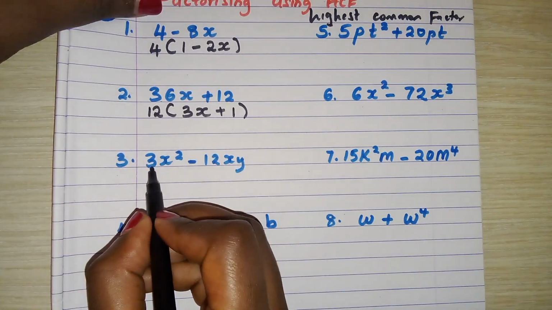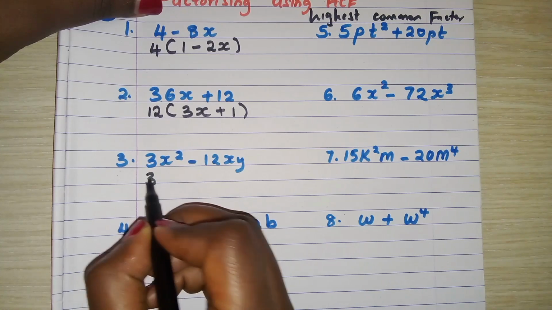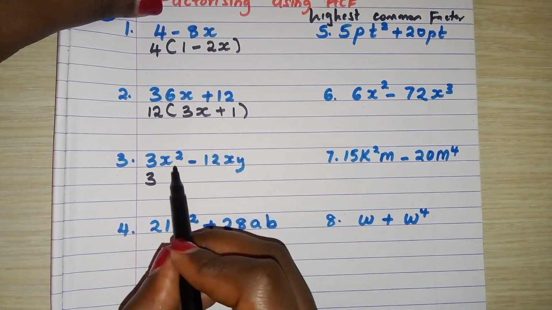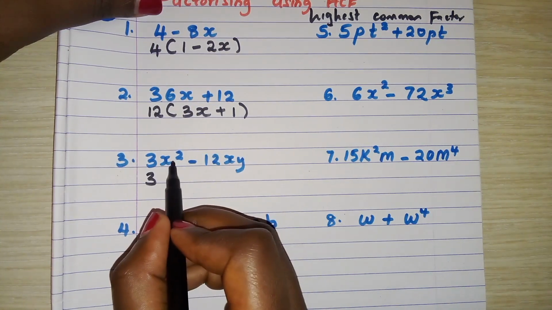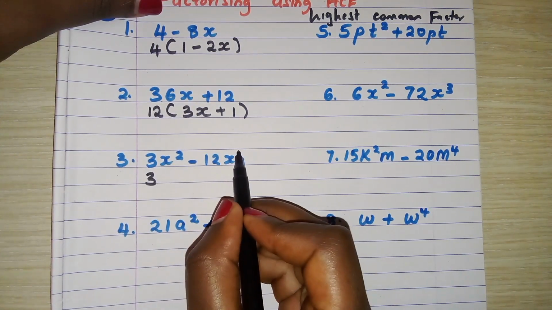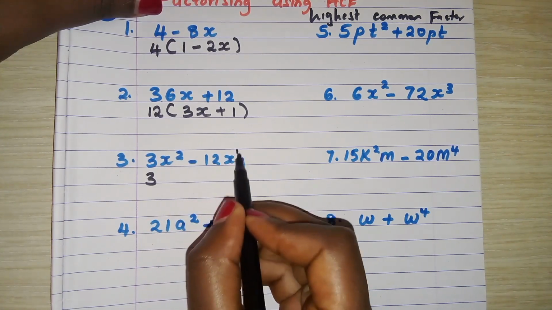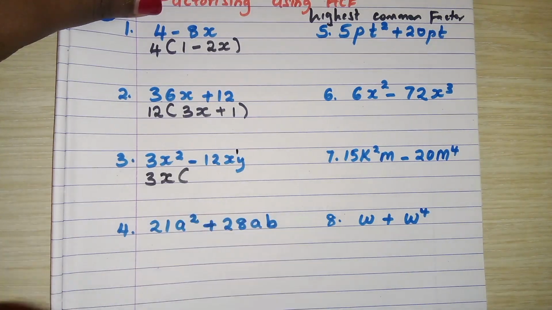Number 3, the highest common factor of 3 and 12 would be 3. And then now you notice we have x over here and x here. So we need to find the highest common factor of x. And for the letters, you just take the letter with the lowest power. So in this case, we have x power 2 and this one is x power 1. So you take this one with the lowest power, which is x. Then you put your bracket.